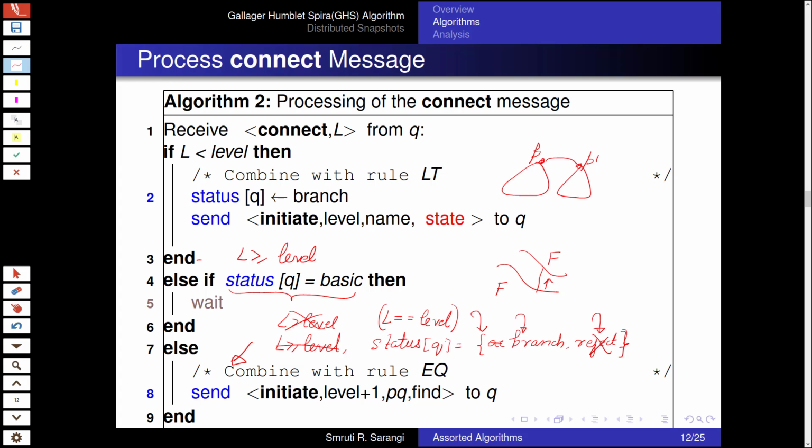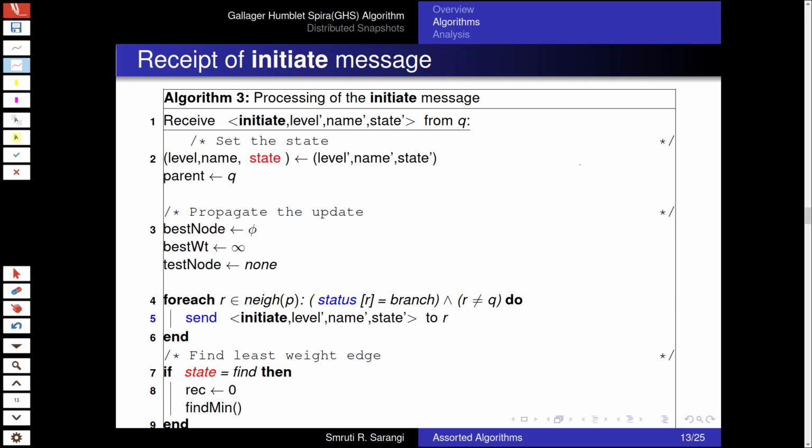So what would have happened is that P would have sent a connect message to P dash and gotten an initiate back. And P dash would have done exactly the same, given that it's a branch for both. P dash would have sent a connect message to P and gotten an initiate back. And then, in this step, you set the parent to the other node. So you would have a parent relationship around this edge, which is also called the core edge, that would look something like this.